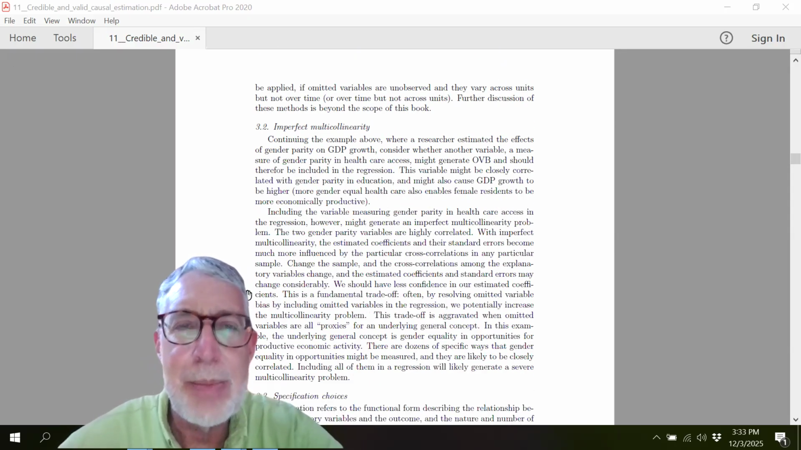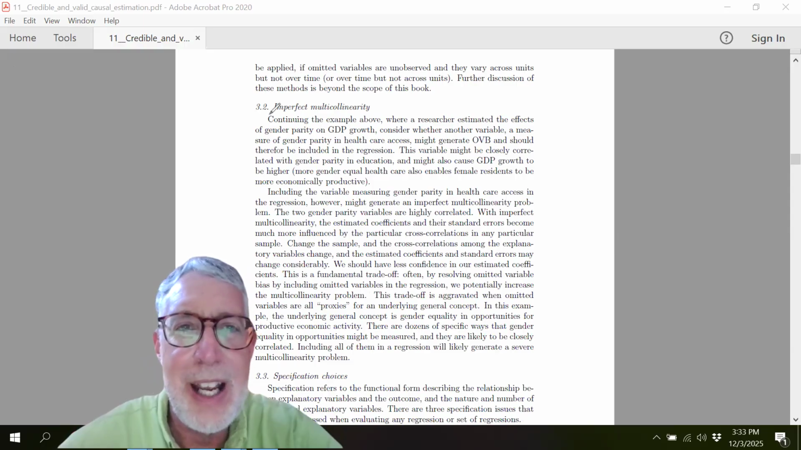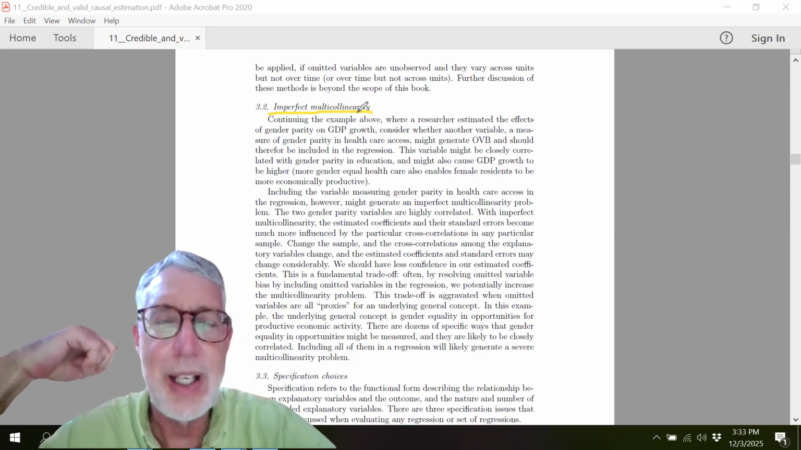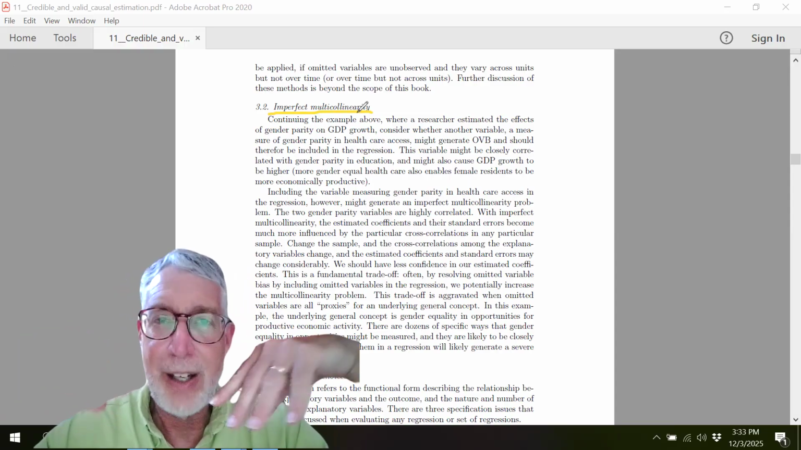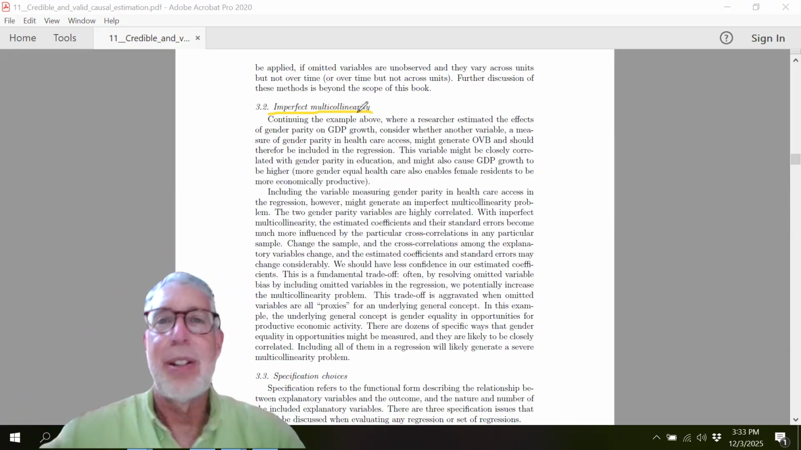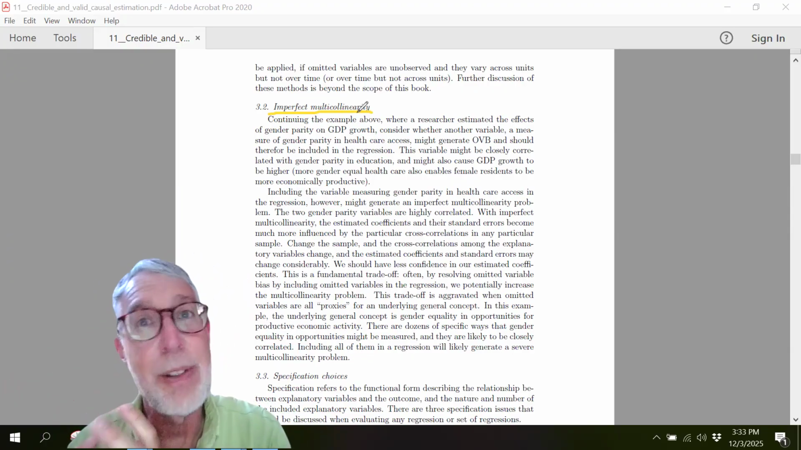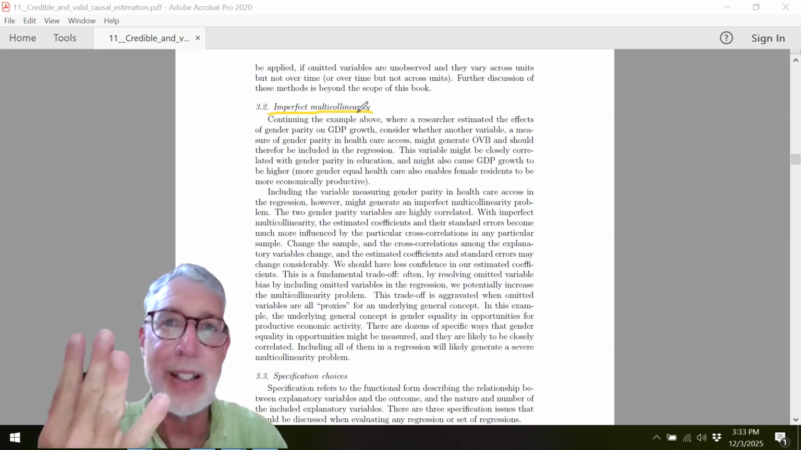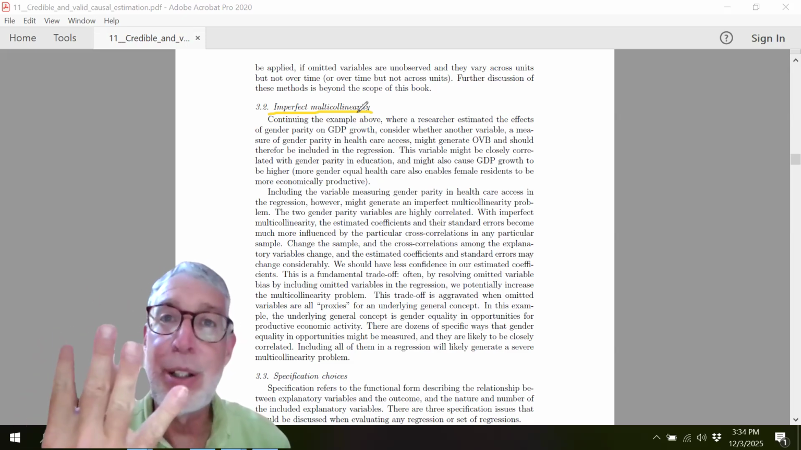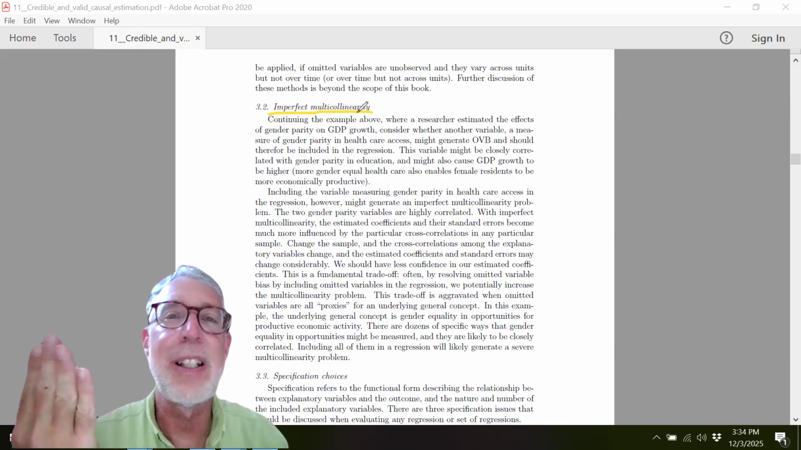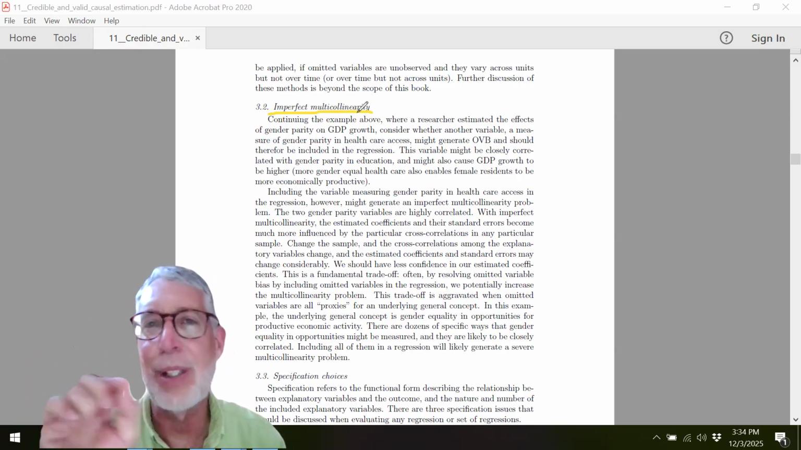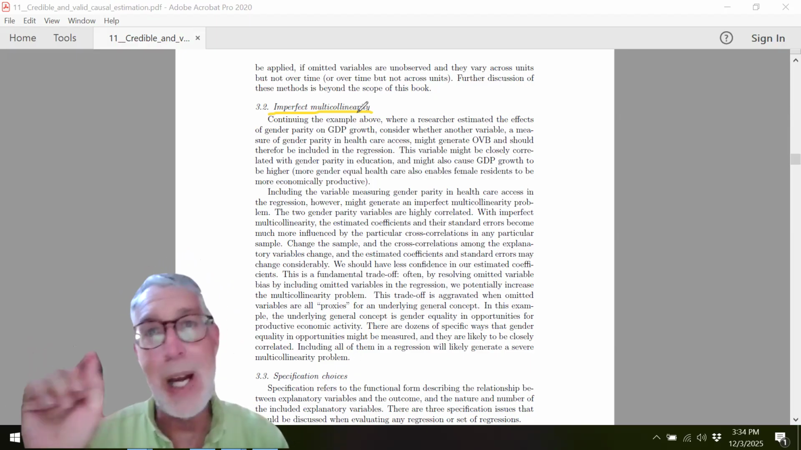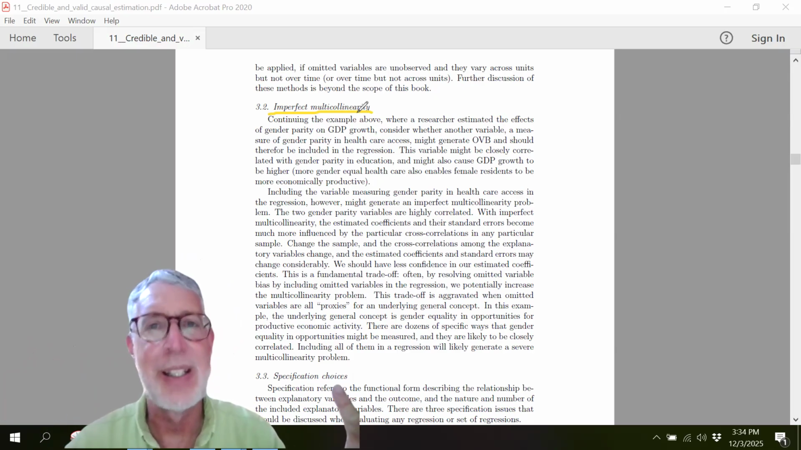Something that we haven't talked about too much in class until now is what we'll call imperfect multicollinearity. We've talked about perfect multicollinearity when you have variables that are linearly related to each other, and we sometimes call that the dummy variable trap when it's in the context of dummy variables. We have north, south, east, and west dummy variables. If we include all four, there's perfect multicollinearity there because one dummy variable is simply a linear combination of the others. North is equal to 1 minus south minus west minus east.